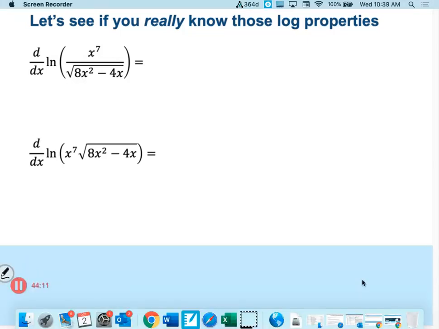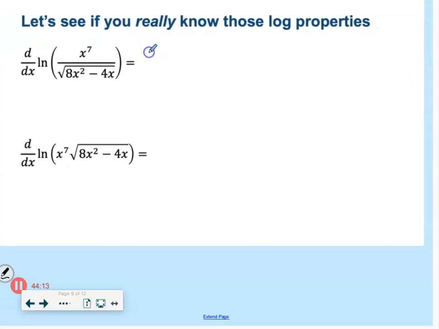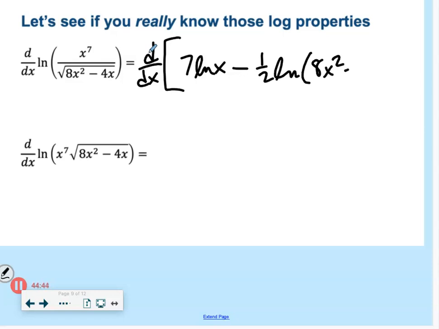Okay. The first one, if you break it up, you get the natural log of x to the 7, which you can leave as the natural log of x to the 7. It's really not a hard derivative. But you could also put that 7 in front, right? Make it 7 ln x. Am I going to do plus or minus here? Minus, because we are dividing, right? And then what exponent is on the bottom? 1/2. So 1/2 ln of 8x squared minus 4x.